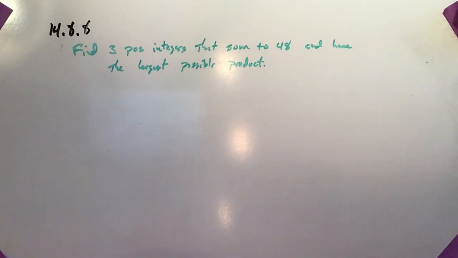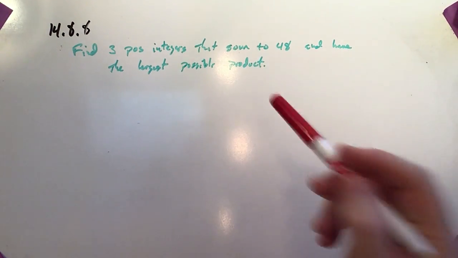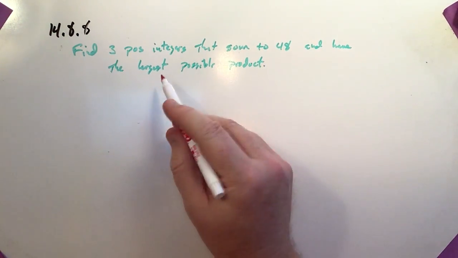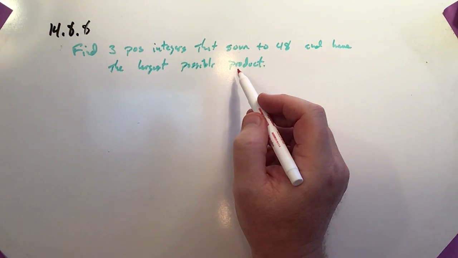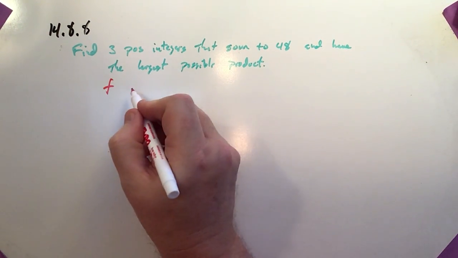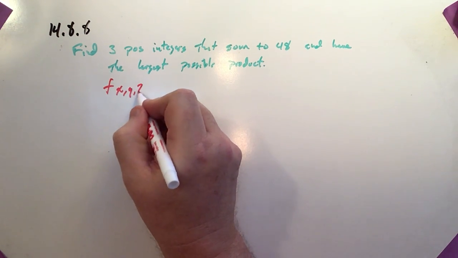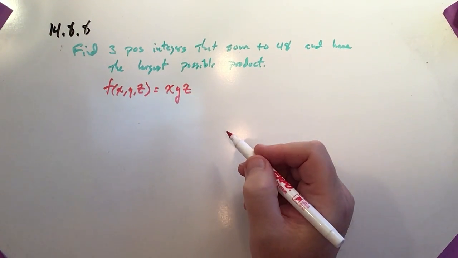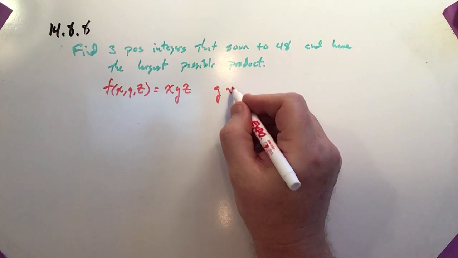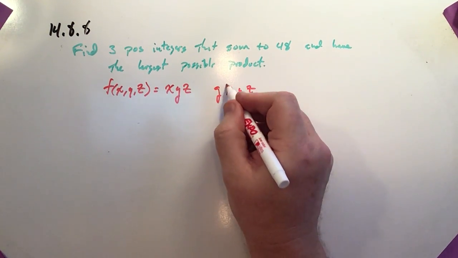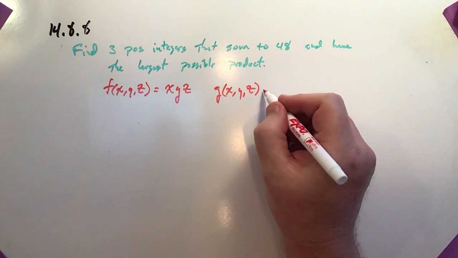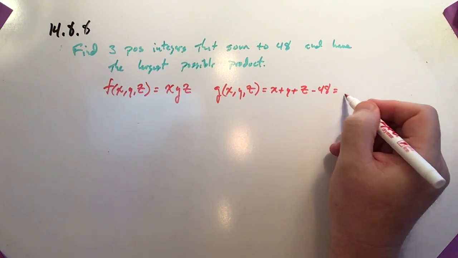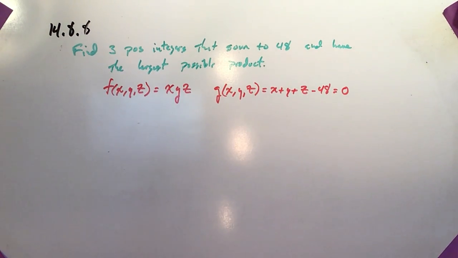Because they're positive, I won't have to consider negative possibilities, and of course, none of these will have the largest product if they're 0, so that bodes well for the simplicity of this one. Okay, so first we need a product equation, so I'll just call that f. So f of x, y, z, so I have the order for the partials, is going to be x times y times z. And then the constraint equation is going to be g of x, y, z, and that is that their sum is 48. So that'll be x plus y plus z minus 48 equals 0. So there's the two functions.